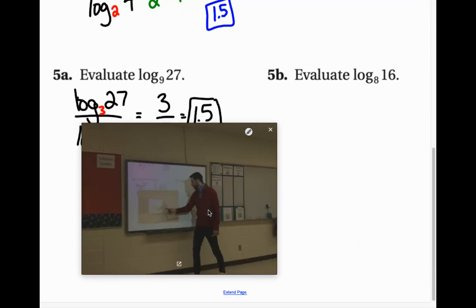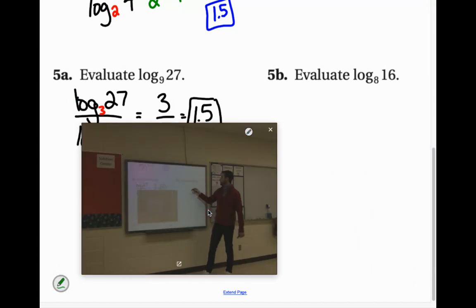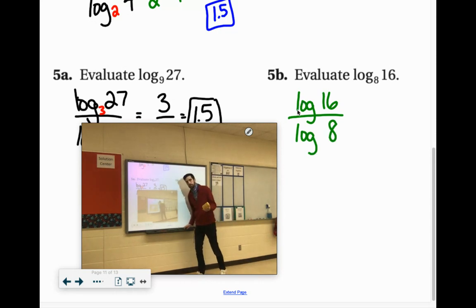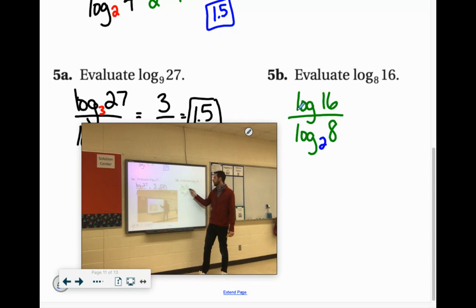So let's try this one. We kick the 16 up top. Bring the 8 down here. Now again, these can both have a base of 2. So 8 is 2 to the third power, 2 times 2 times 2.